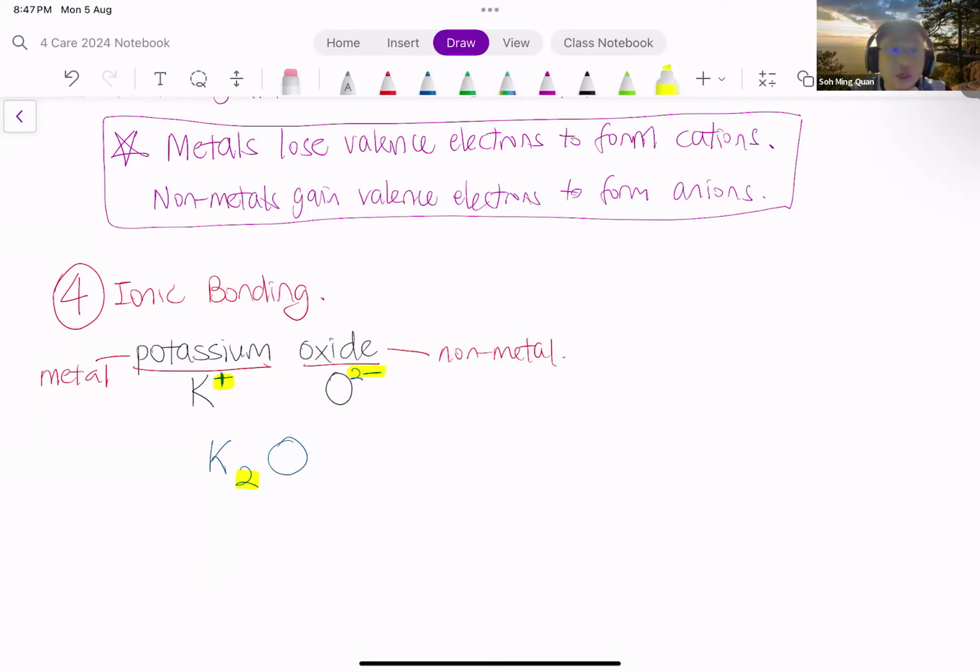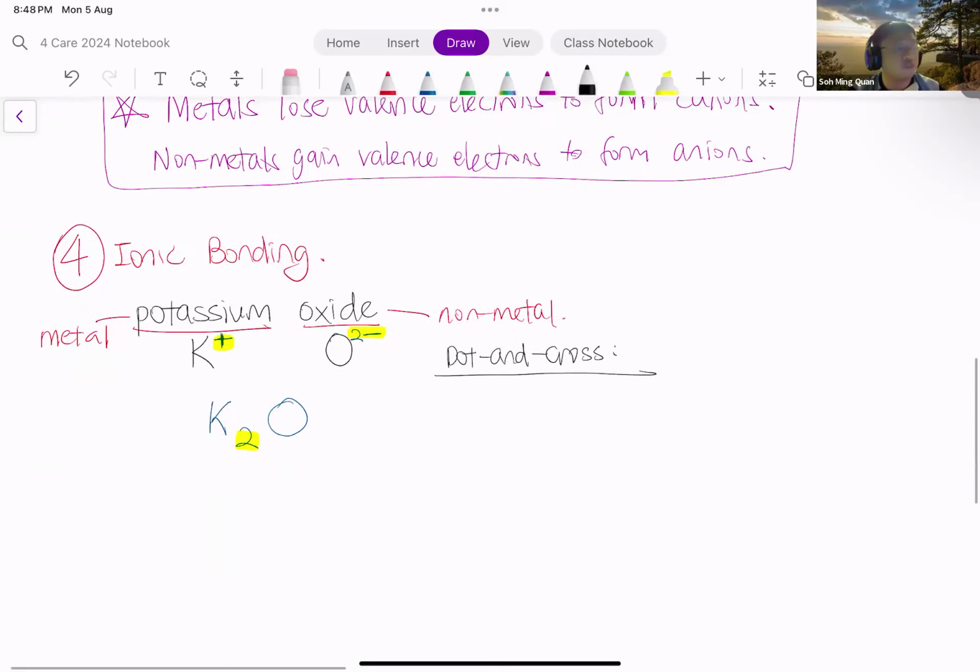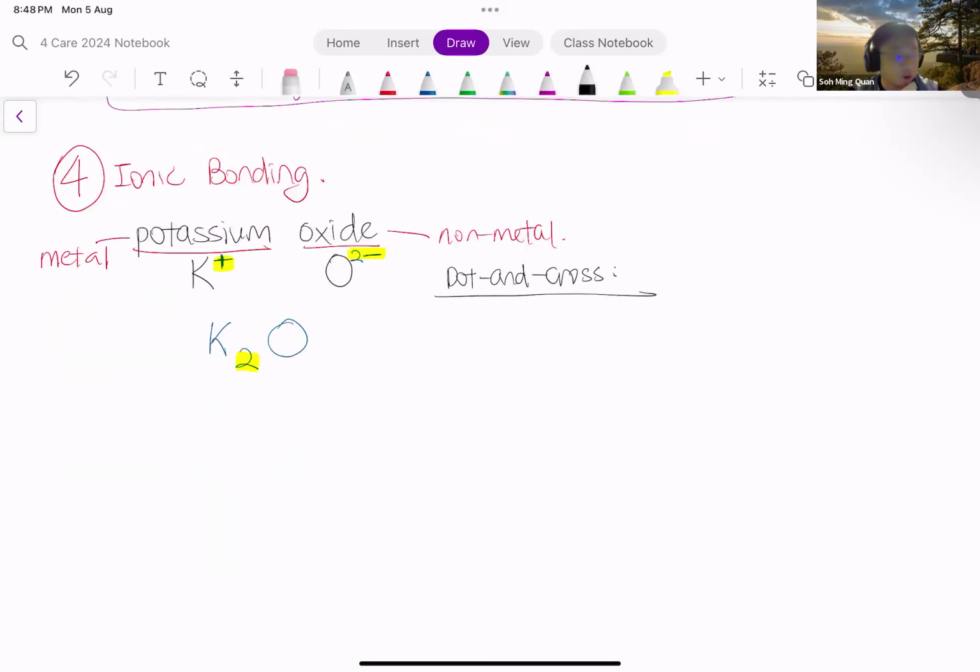This is called formula writing. When you're writing the formula, you are balancing out the positive and negative charge. When you're balancing out charge, you write the numbers at the bottom. Now, this also allows you to work out that, because it's K2O, when drawing the dot and cross diagram, I must draw and reflect that there are 2 K plus.